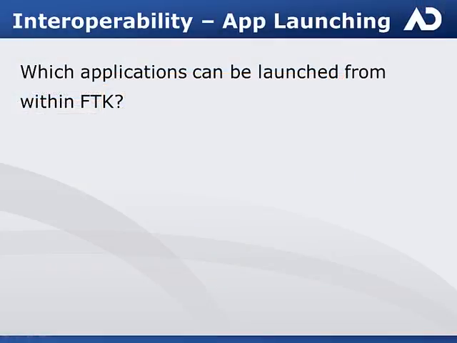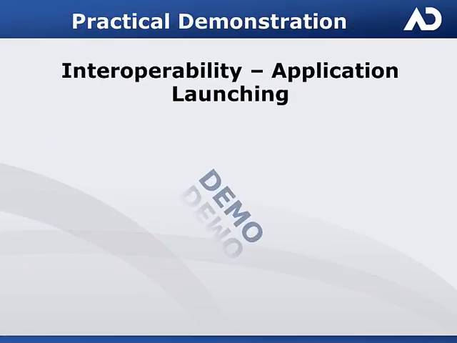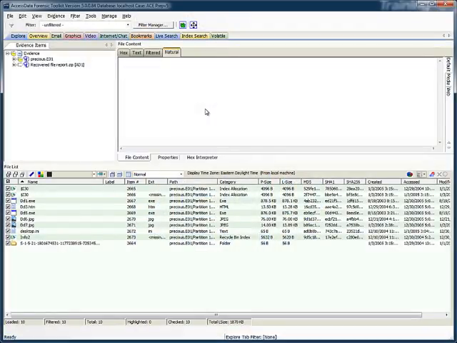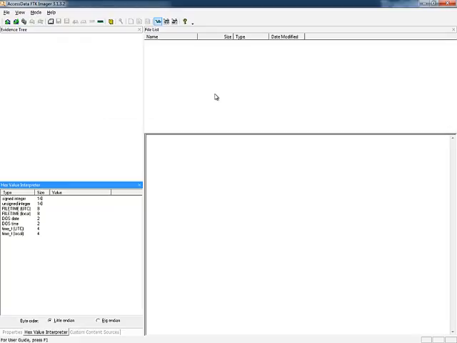Which applications can be launched from within FTK? And the answer: FTK Imager, Registry Viewer, PRTK, License Manager, and the Language Selector. Very simply, from within FTK, I can go to the Tools menu, down to Other Applications, and there are my choices for launching other applications from within FTK. And there's an example launching Imager.